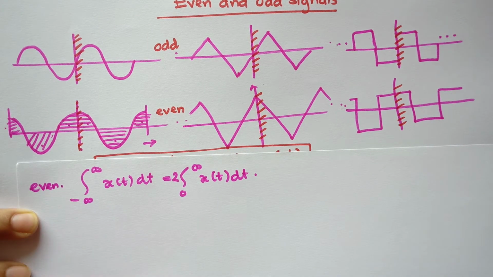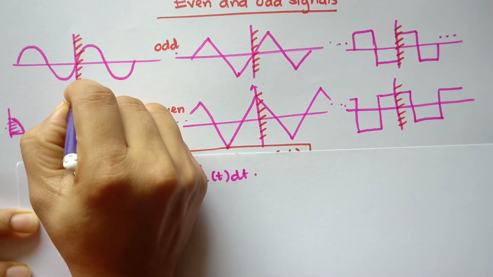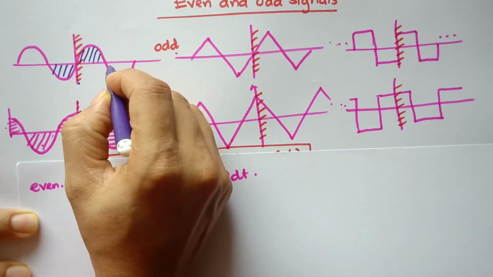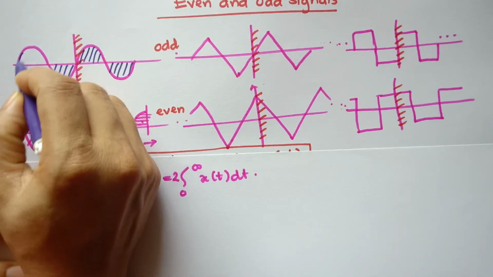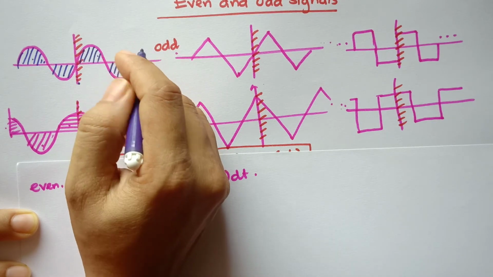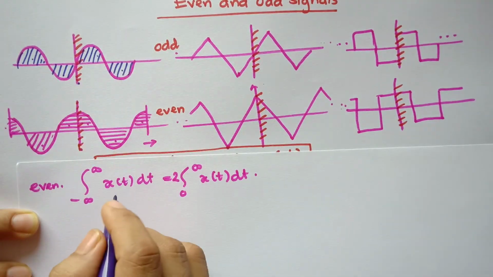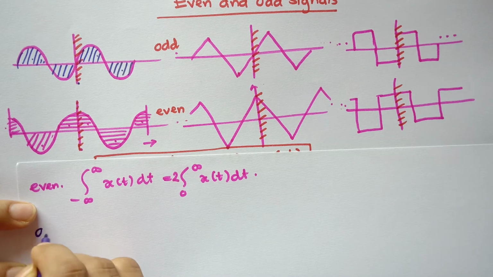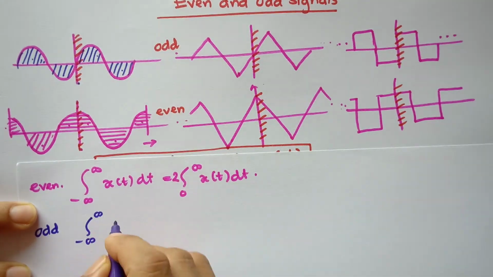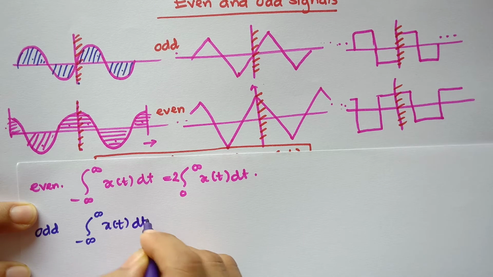And in the case of odd signals, if you observe this, starting from 0, this area is equivalent to this area, again equivalent to this area. So this sum will nullify each other. For odd signals, if you sum this signal from minus infinity to infinity, these areas will cancel out with each other. So you can write the integral of x of t dt is equal to 0.